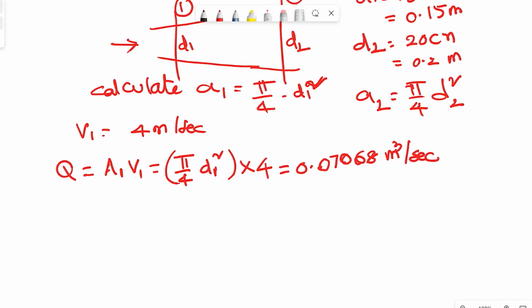Then once it is obtained, V2 is equal to Q by A2. If you calculate that, you are going to get V2 is equal to 2.25. So here we will stop.